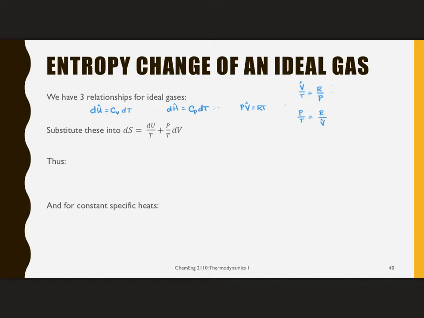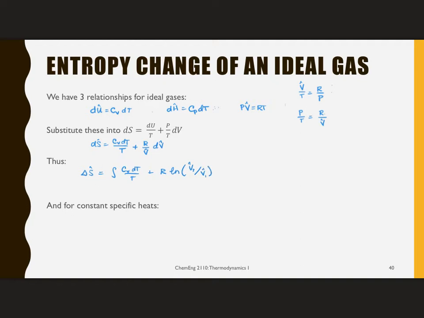Now, we want to substitute these into the expression for dS equals dU over T plus P over T dV. So, dU is C_V dT, and P over T is R over V. Therefore, we can say that delta S is the integral of C_V dT over T, plus R, which is a constant, times the integral of dV over V, which is R times the natural log of V2 over V1.